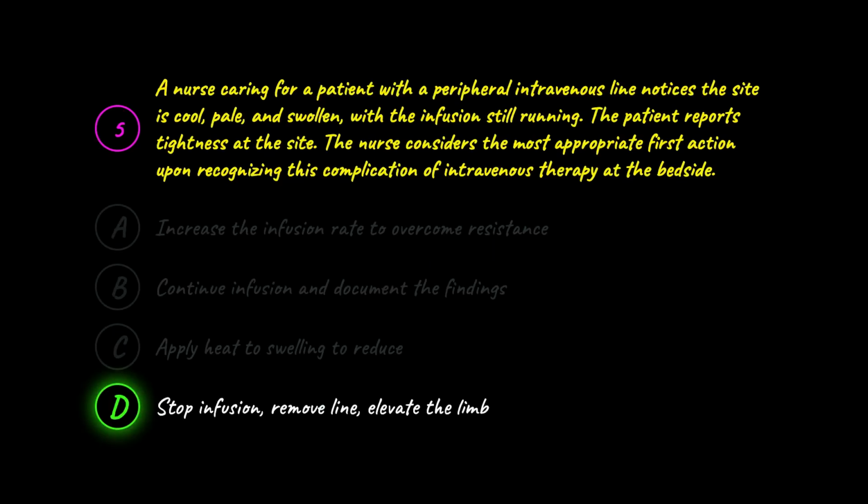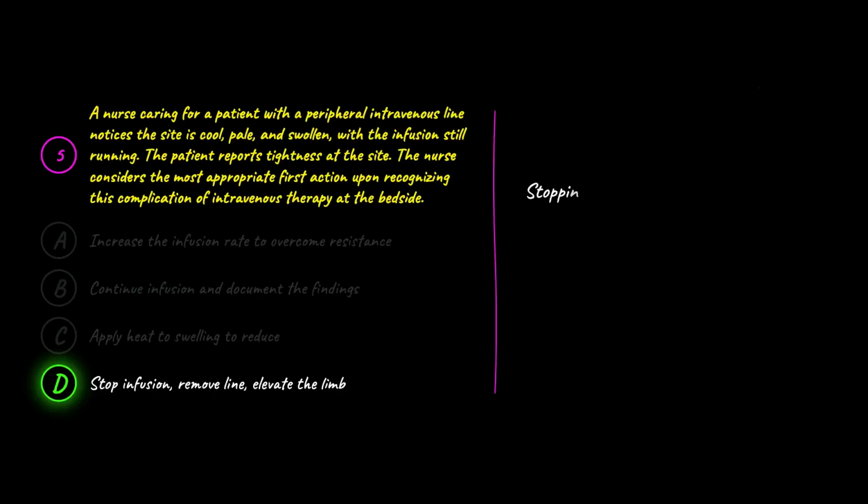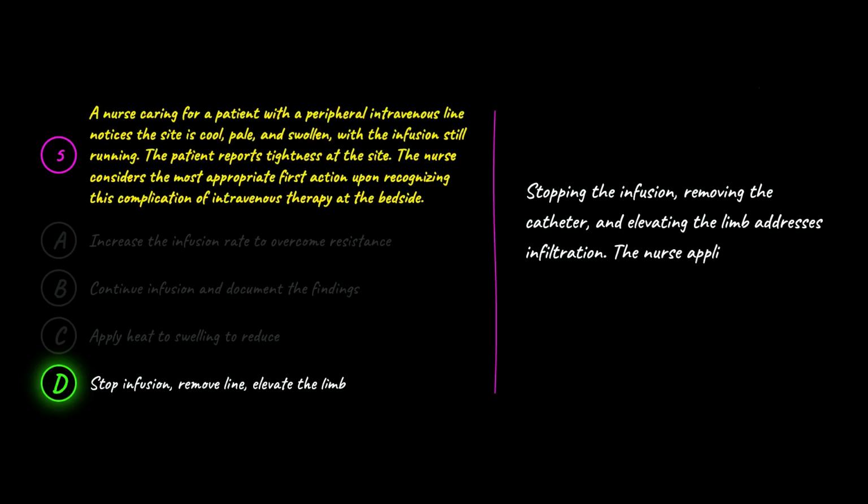The correct answer is D. Stop infusion, remove line, elevate the limb. D is correct because stopping the infusion, removing the catheter, and elevating the limb addresses infiltration. The nurse applies a cool or warm compress per policy, monitors the site, and starts a new line at a different location.